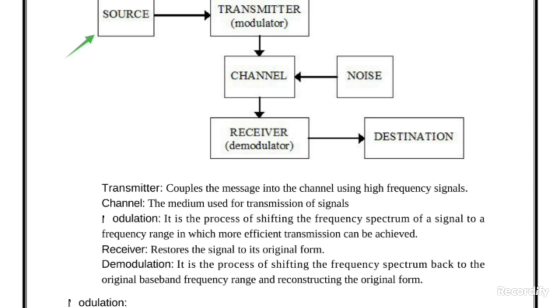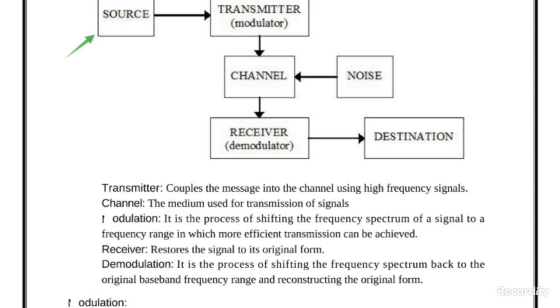The first one is source. What is source? The system which generates the source of information in the form of text message, voice, audio, video, etc. is called source. The information is passed from source to the transmitter. Transmitter: the transmitter transfers the electrical signal to the channel. In transmitter, the modulation process takes place.